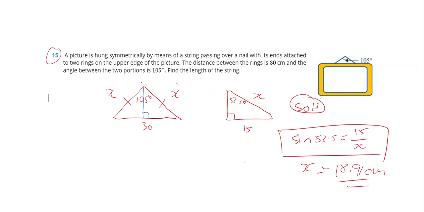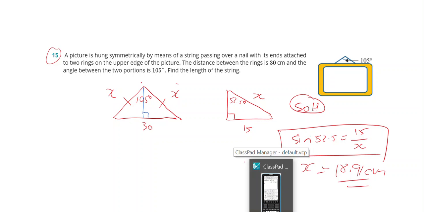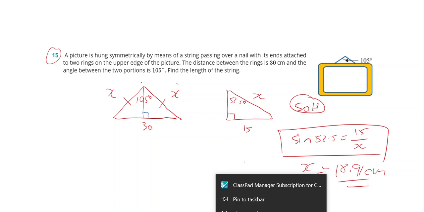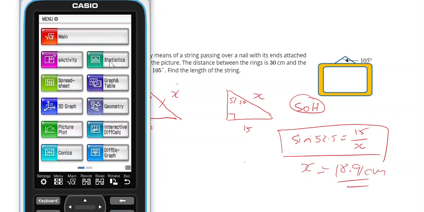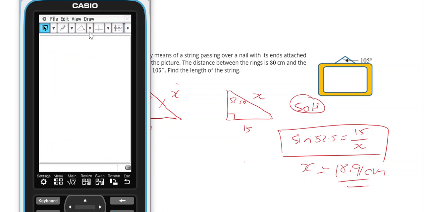Now, what you also can do instead of using trig, let's just say we didn't really know trig, you could alternatively go on your CAS and use a geometry tool. I'm just going to highlight this because this tool is available to you and everyone else in the stage. So if you're struggling, why not use a tool like this?